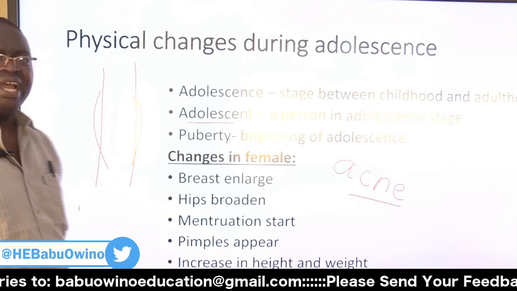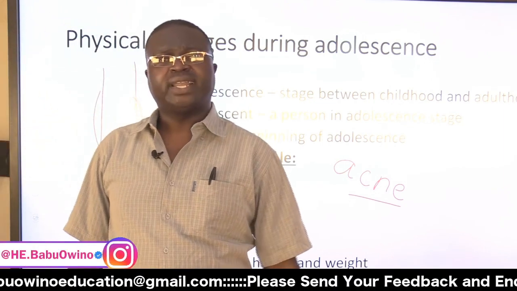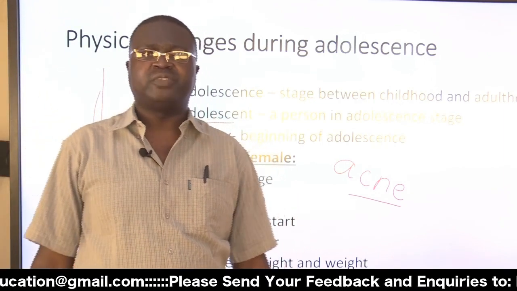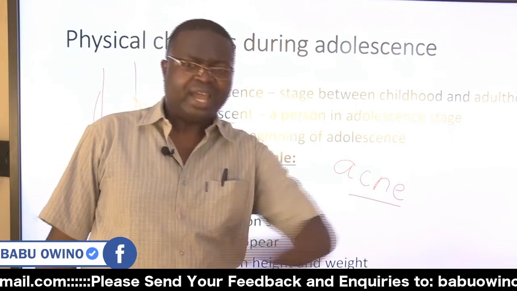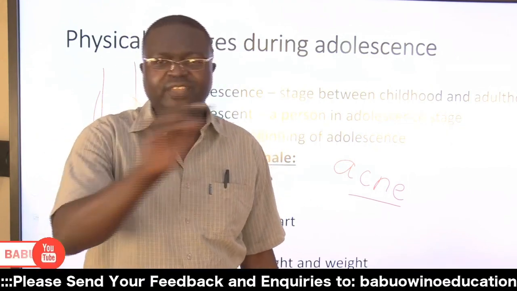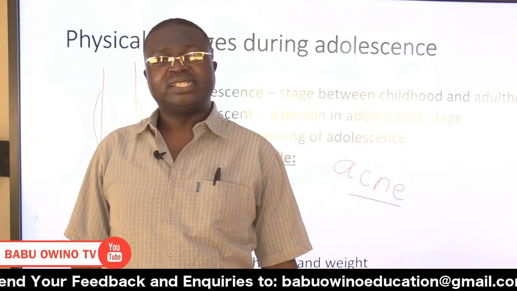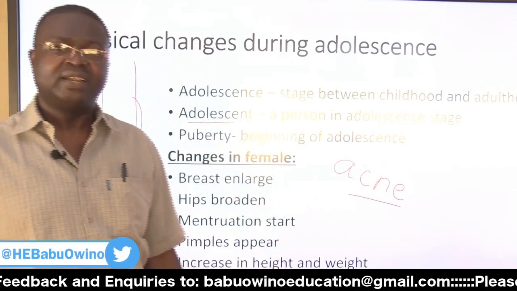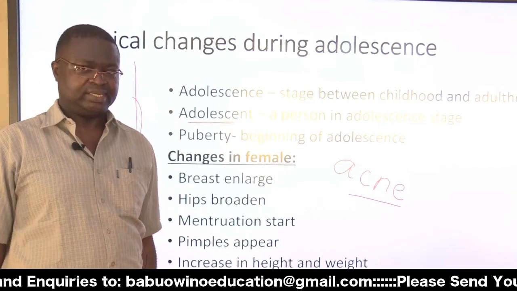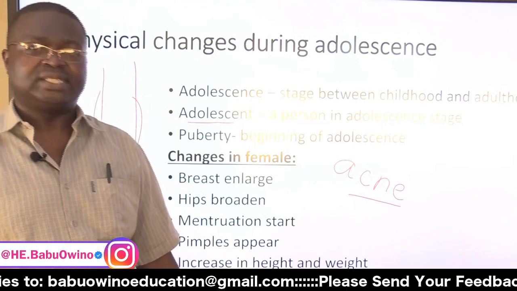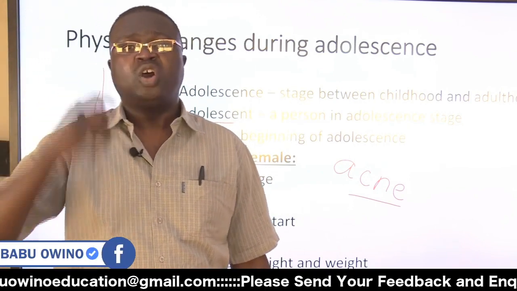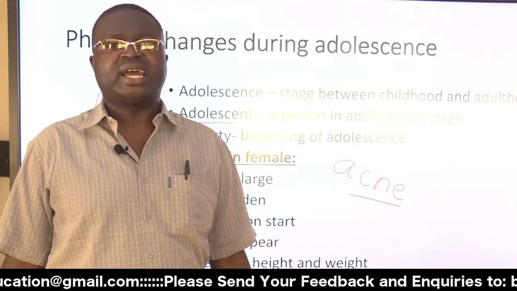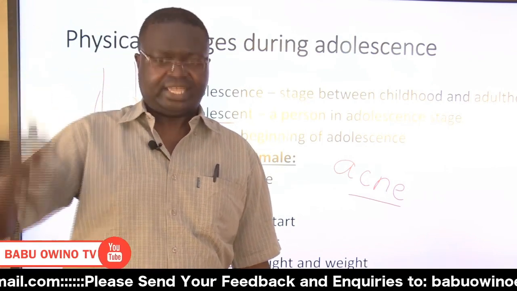Then the increase in height and weight. And that's why if you look at pupils in class 6, most of them are either the same height as their parents or even slightly taller. Whenever there's a parents meeting, you'll always find people walking together who look like twins. Sometimes one is a mother, one is a daughter or son. So there is a rapid increase in weight and height.